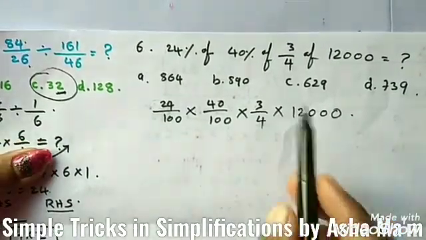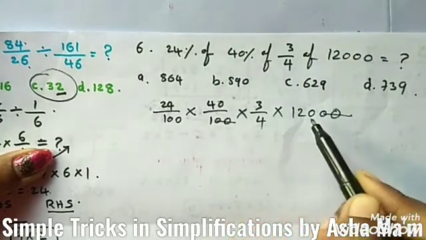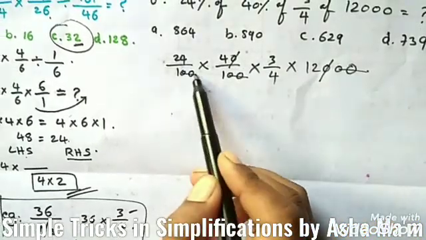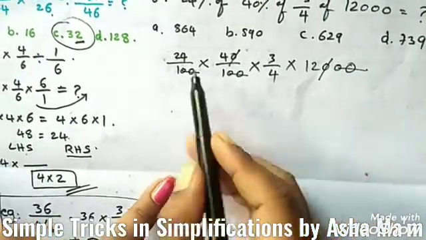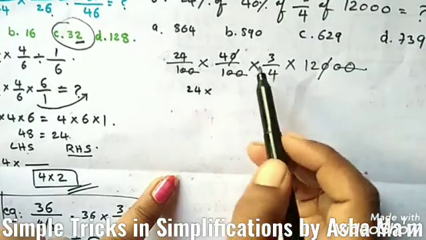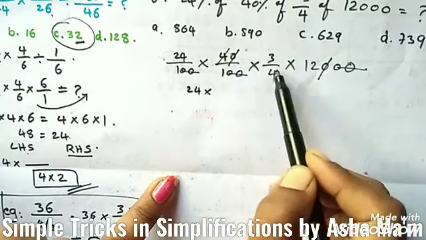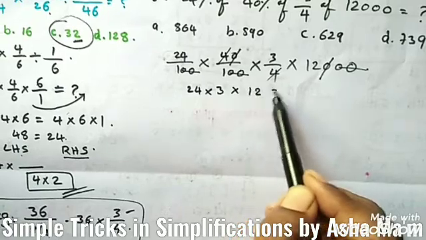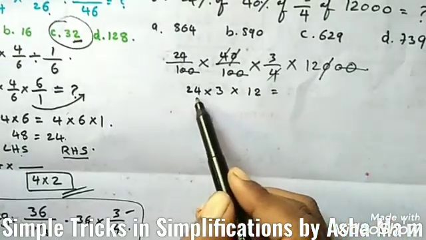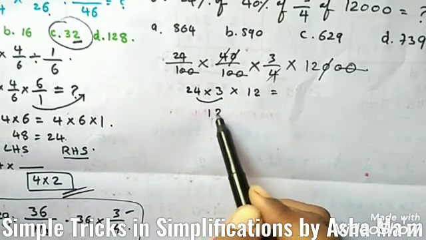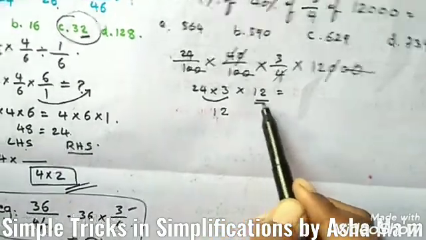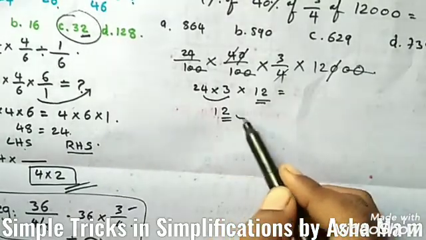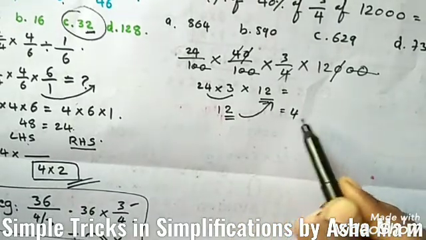Here let us see a simple calculation. Here 2 zeros and here 2 zeros, here 1 zero, here another zero. These zeros can get cancelled, and the leftover numbers are 24 into 3 into 12. These 4s also can get cancelled. Here 3 4s are 12, and the last digit is 2, and this last digit into this last digit gives 4.